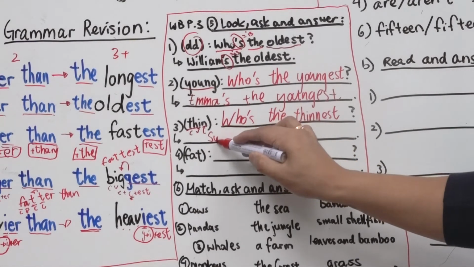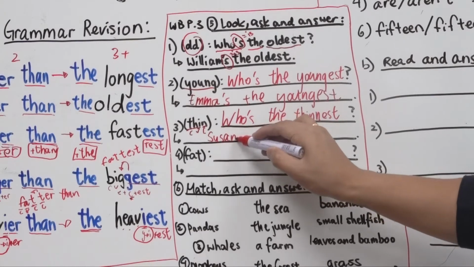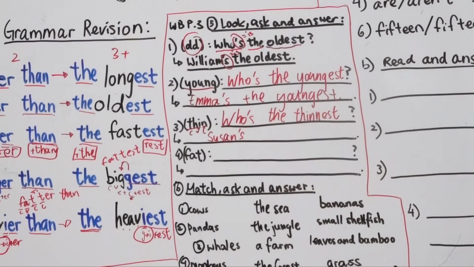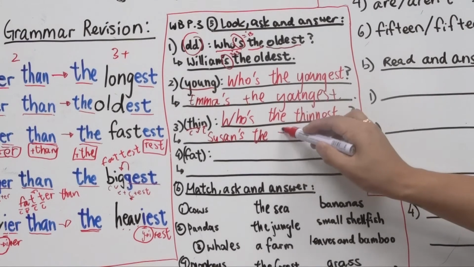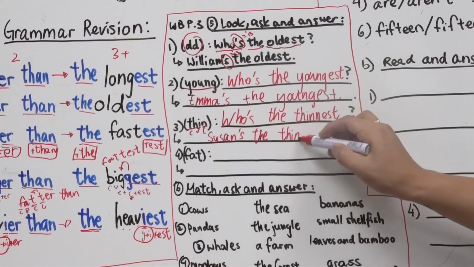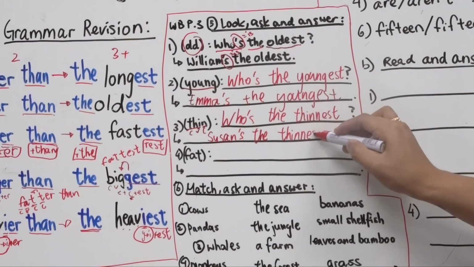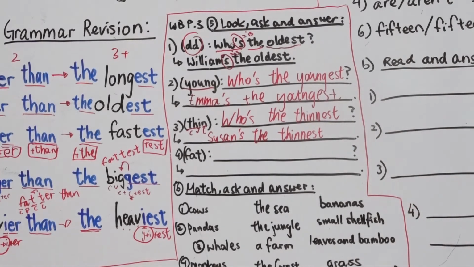So Susan, apostrophe S, remember, it means is. So Susan's, or Susan is, copy the question, right? The thinnest, okay? Susan's the thinnest.